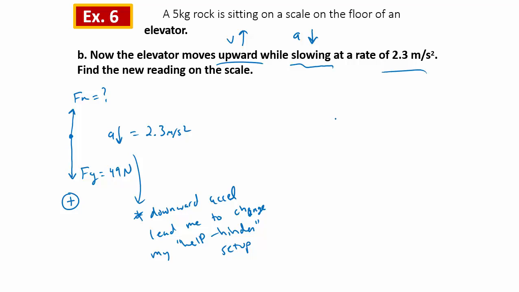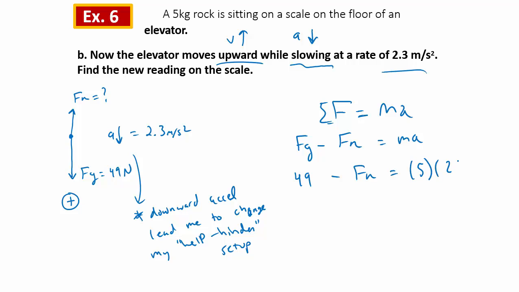So when I do Newton's second law, the net force is equal to mass times acceleration. I'm going to make everything down be positive. So helping me accelerate in this problem is the force of gravity. Hindering me from acceleration is actually that normal force, and I can set that equal to ma. So I've got 49 newtons minus whatever the scale reads is equal to the mass of 5 times that acceleration of 2.3. 49 minus Fn is equal to 11.5.